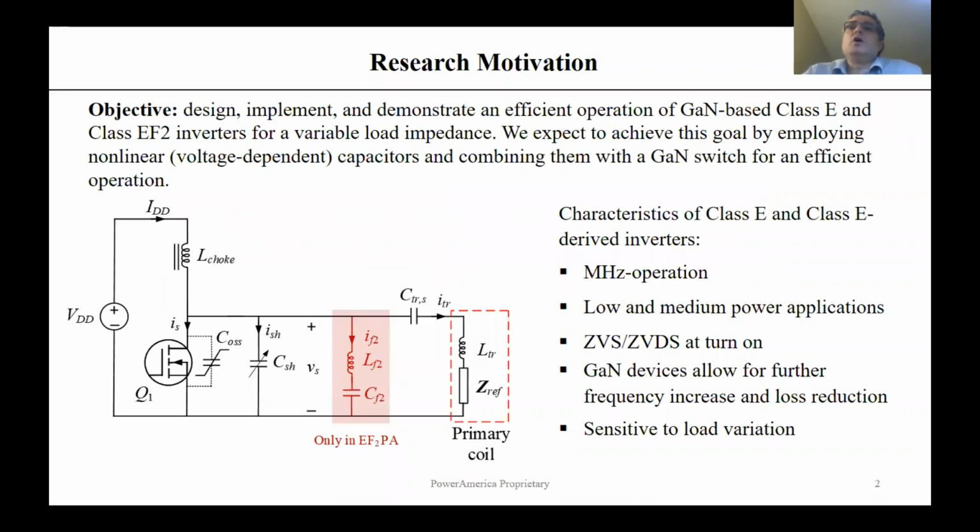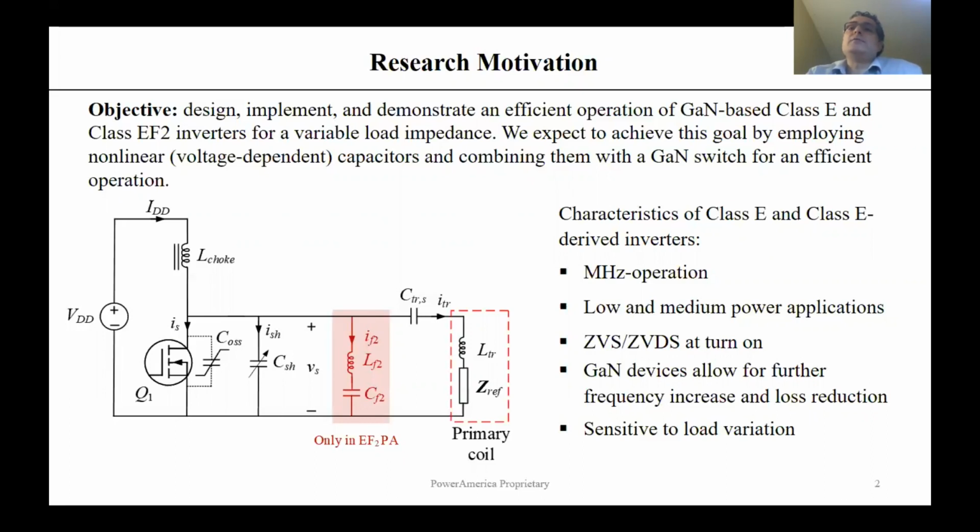The objective of this Power America project is to design, implement, and demonstrate an efficient operation of GaN-based Class C and Class EF2 inverters for a variable load impedance. We expect to achieve this goal by employing nonlinear, which means voltage-dependent capacitors, and by combining them with a GaN switch for an efficient operation.